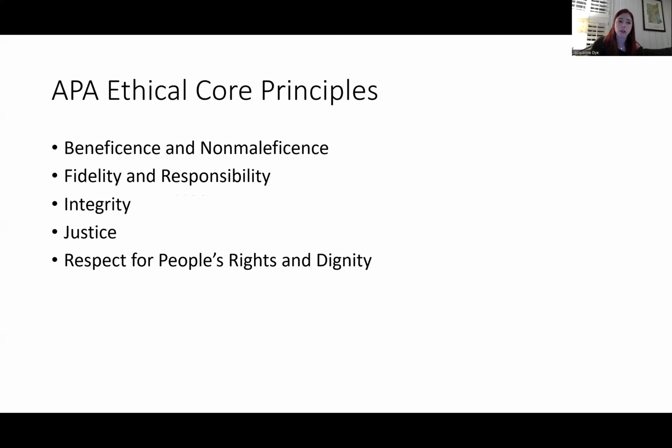So in response to this, the American Psychological Association developed some ethical core principles. And so these basic principles are kind of aspirational. We strive for them. And these are beneficence and non-malfeasance, fidelity and responsibility, integrity, justice, and respect for people's rights and dignity.